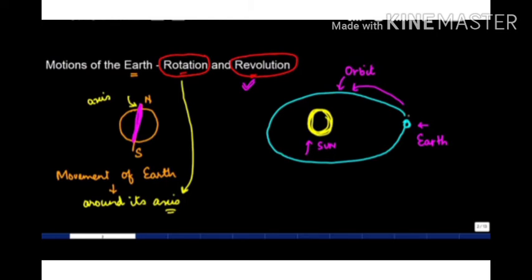Revolution happens when the Earth moves around a fixed path around the Sun. That is what is revolution. Now, we know that the Earth has an axis, right? It's an imaginary line which runs from the North Pole to the South Pole, something like a needle. And you also have an equator. The movement of the Earth around its axis is what is known as the rotation of the Earth. So the Earth moves around its own axis.